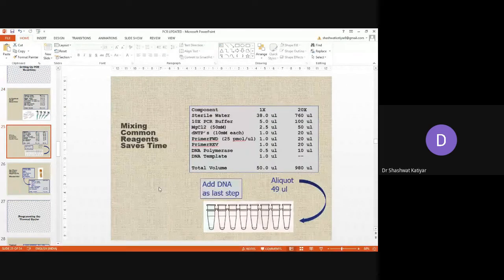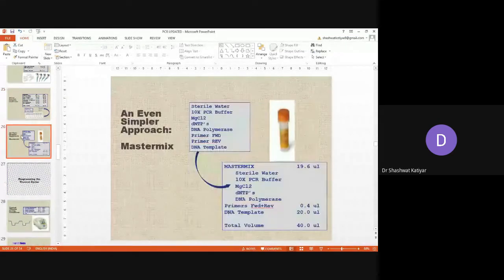Next is the total volume used for the Eppendorf tube. This is the table for that. You can note it down or take a screenshot. It shows the 1x and 20x components, where we use sterile water, 10x PCR buffer, magnesium chloride, dNTP, and two primers. The concentrations of primers, DNA polymerase and DNA template give the total volume for the Eppendorf tube, or you can say PCR tube. So these are the master mix quantities for the extension of the DNA chain.